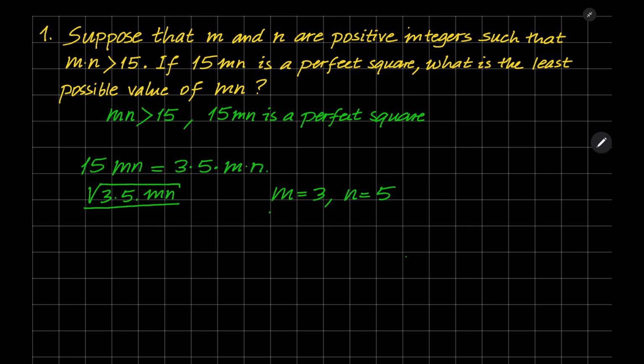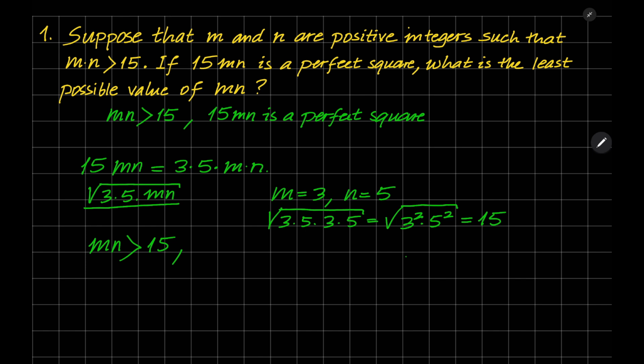Since the square root of 3 times 5 times 3 times 5 for this case is equal to 3 squared times 5 squared, which is equal to 15. But the problem requires that mn be greater than 15. Indeed, this is a hard problem for a reason after all.